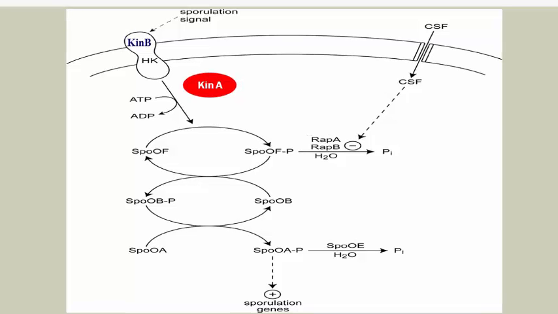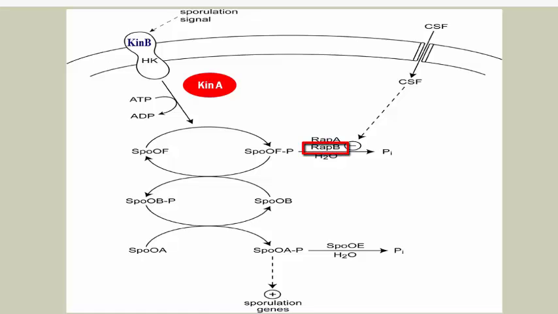In addition to the histidine kinases KinA and KinB, three phosphatases regulate the levels of Spo0A-P, or phosphorylated Spo0A. They are the RapA, RapB, and Spo0E phosphatases. RapA dephosphorylates Spo0F-P. Spo0E dephosphorylates Spo0A-P.